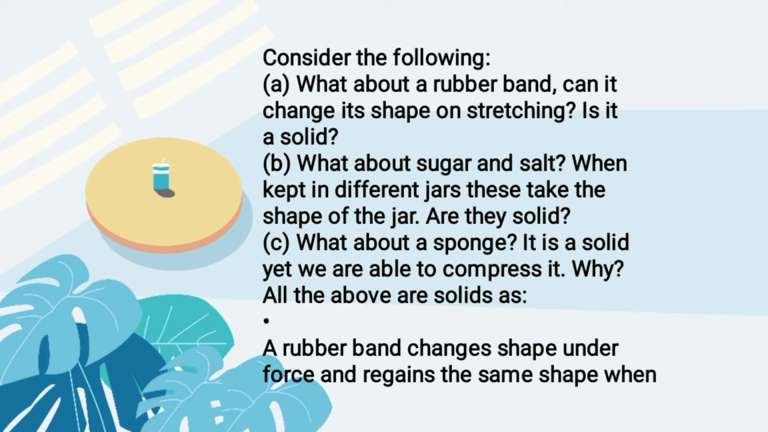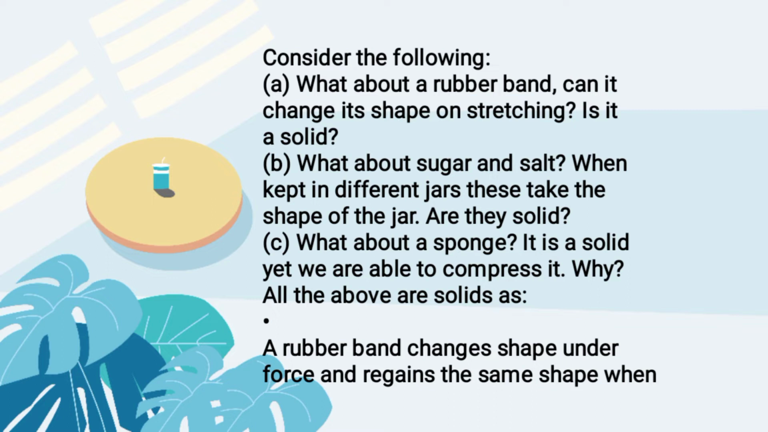Consider the following. What about a rubber band? Can it change its shape on stretching? Is it a solid? So let us take the example of a rubber band. A rubber band is a solid, yet it changes its shape on stretching. So why does this happen?